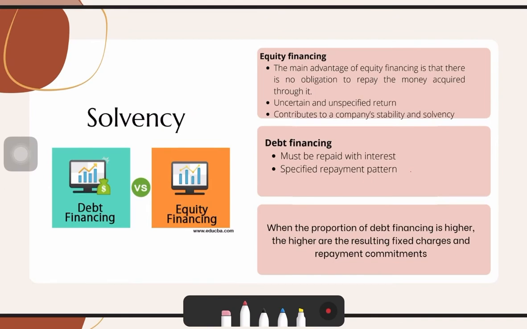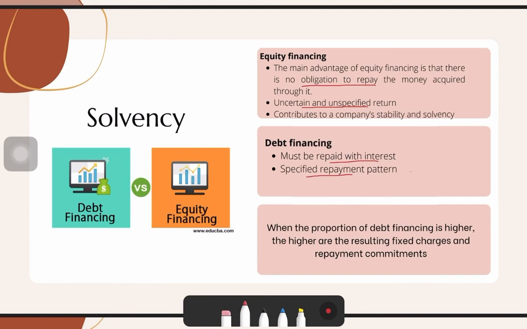Okay, so there are two types of financing available to a company when it needs to raise capital. The company can issue equity or use debt financing. The main advantage of equity financing is that there is no obligation to repay the money acquired through it, and the return is uncertain and unspecified, so the dividend is not fixed, and it can contribute to company stability and solvency. While through debt financing, the interest must be repaid, with a specified repayment pattern.